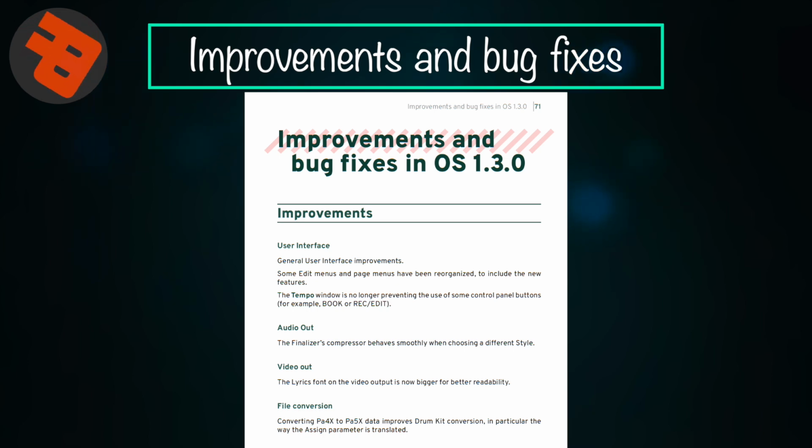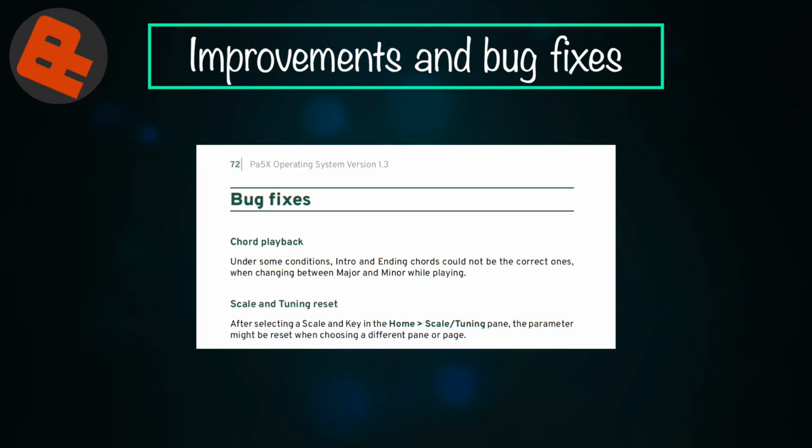File conversion. Converting Pa4X to Pa5X data improves drum kit conversion, in particular the way the assigned parameter is translated. Bug fixes. Chord playback. Under some conditions, intro and ending chords could not be the correct ones when changing between major and minor while playing.